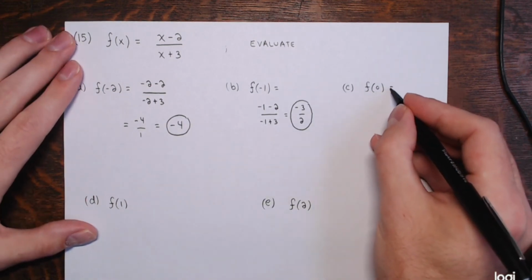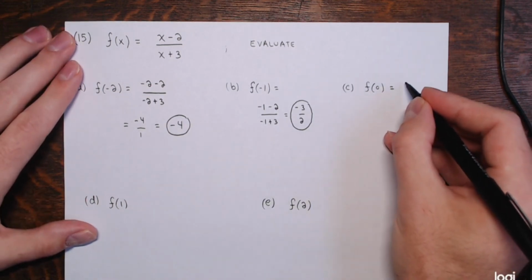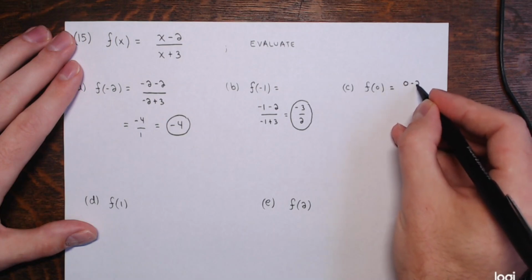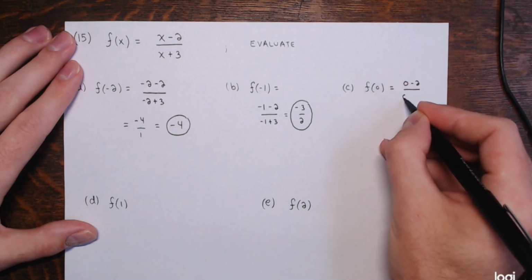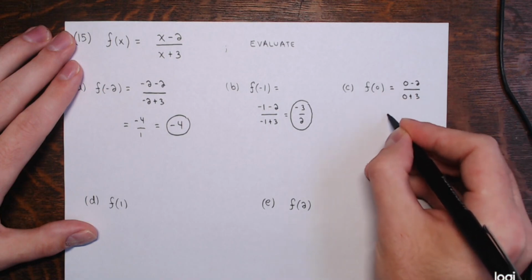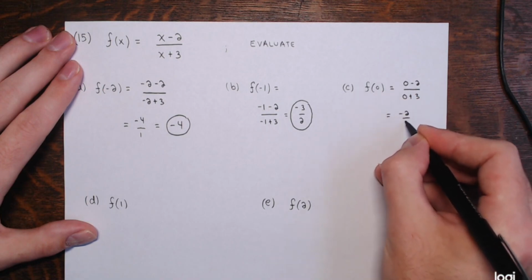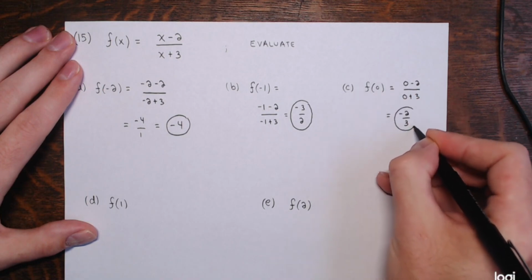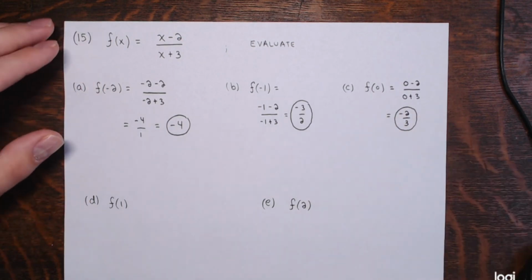F of 0, input 0 for x. So numerator is 0 minus 2. Denominator is 0 plus 3. So that's just -2 in the numerator, 3 in the denominator, and there's your output, -2/3, right? 0 input, -2/3 output.